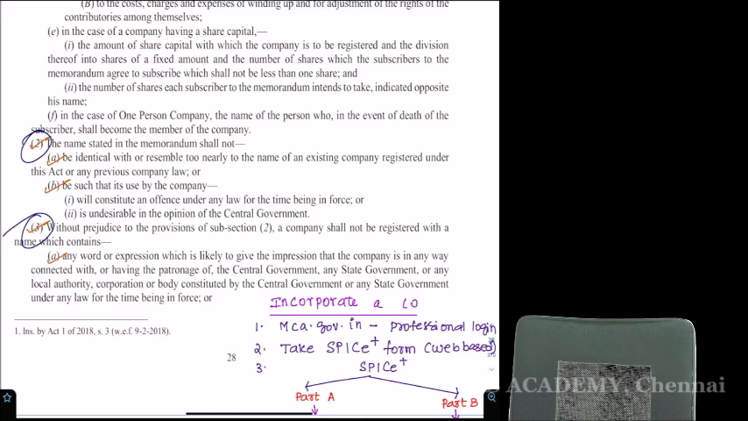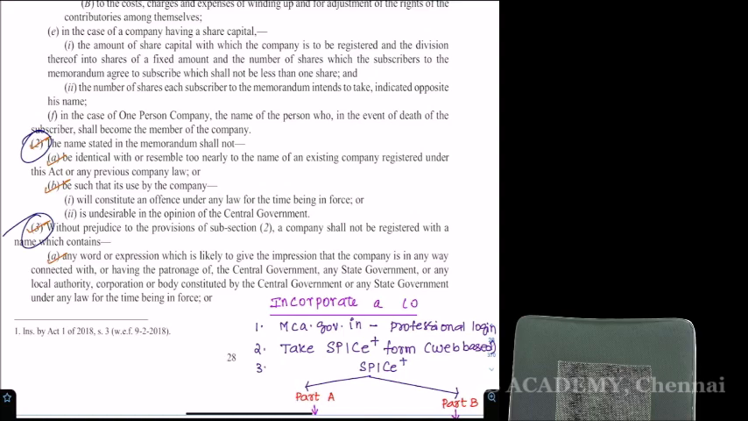Clear? But who will check whether it is undesirable, or too nearly resembles another name, or is offensive, etc.? Central government has to check or not. Therefore, here separately you need to obtain the approval of central government. Clear? That's an additional condition put here.